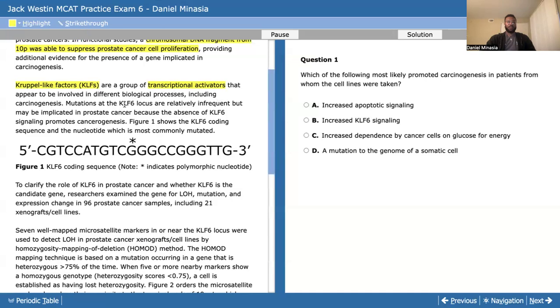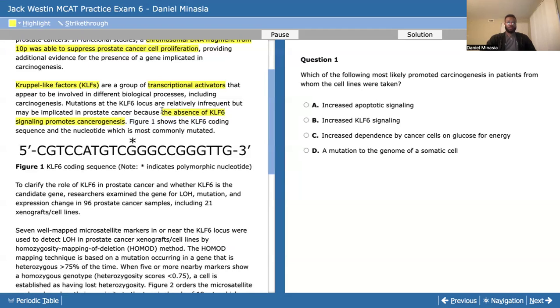Mutations at the KLF6 locus are relatively infrequent, but may be implicated in prostate cancer, what we're studying, what we're talking about in this article, passage, whatever you want to call it, because the absence of KLF6 signaling promotes carcinogenesis. Okay, this is very, very important. So the absence of KLF6 promotes carcinogenesis. So that means it's a what? Tumor suppressor or proto-oncogene? Its absence promotes carcinogenesis. It's a tumor suppressor gene.